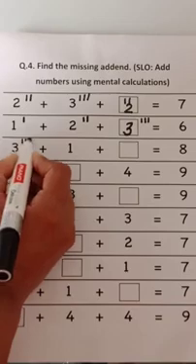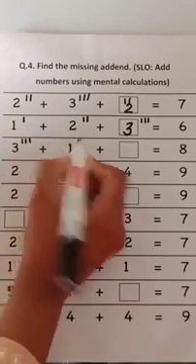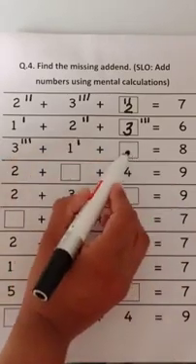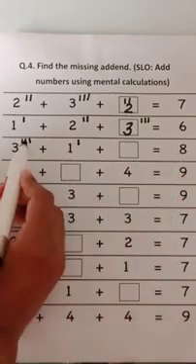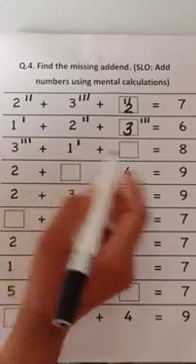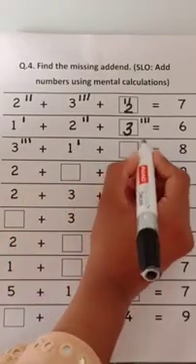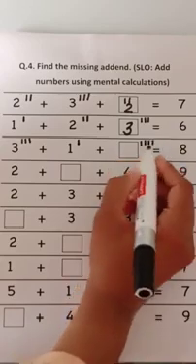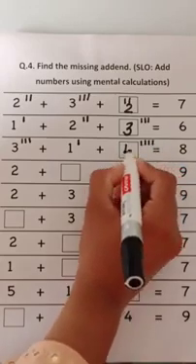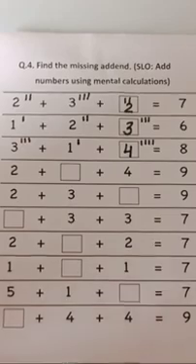Next we have 3. Let's draw 3 lines. Here we have 1, and we have to find the number to make it equal to 8. 1, 2, 3, 4. Draw more lines. 5, 6, 7 and 8. Here we have 4 lines. It means the number is 4.